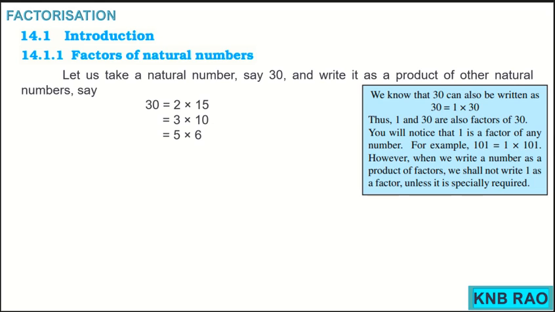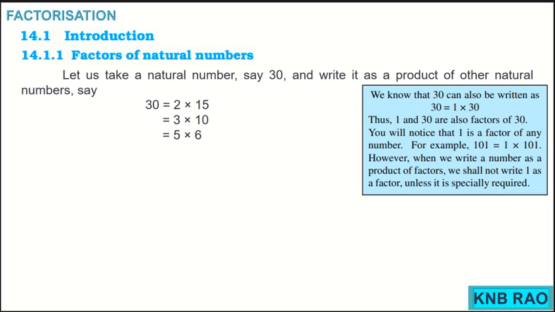Whereas when we write 30 as 1 into 30, is it special to say that 1 is a factor of 30? Is there anything special when we write any number as 1 into the number itself? No. Unless there is a special requirement, we need not write a number as 1 into that number, because every number can be expressed as a product of it by 1. So 1 is a common factor to every number. That's why we avoid that way of writing.